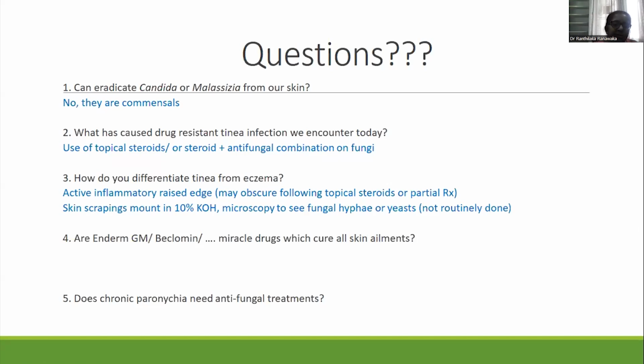So the fourth question is about Enderm GA, Beclomine. Drugs, I can't remember names. Are they miracle drugs which cure all skin ailments?